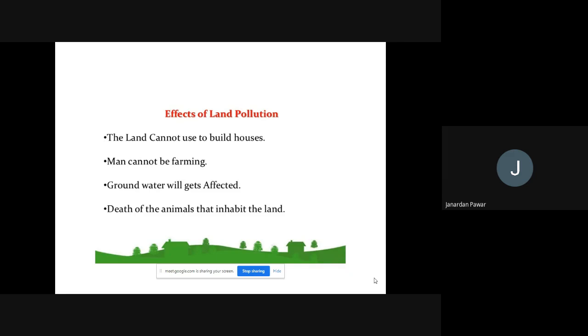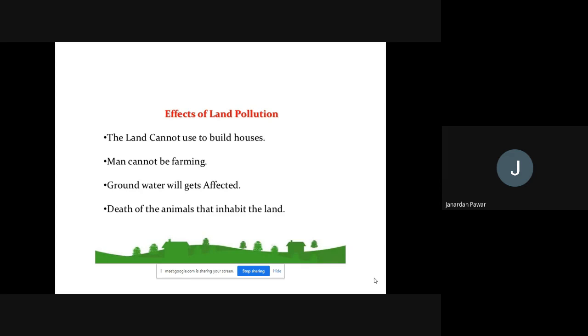Then groundwater will get affected. Even when we trouble the land, definitely it will trouble us through different resources also. Once the land is polluted, automatically it will affect the groundwater levels. So this is not good. And there may be deaths of the animals that inhabit the land, because the entire food that they get comes from the land only. So this is why land should not be polluted.